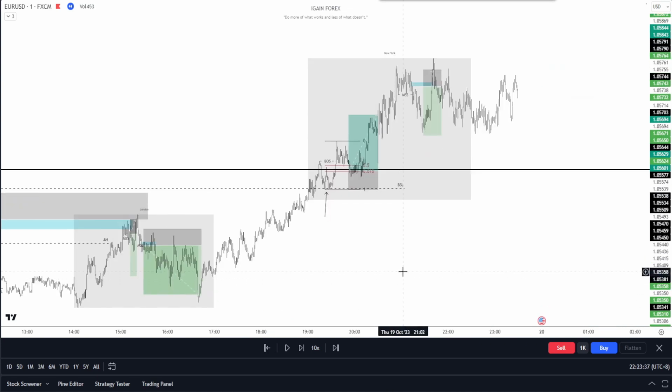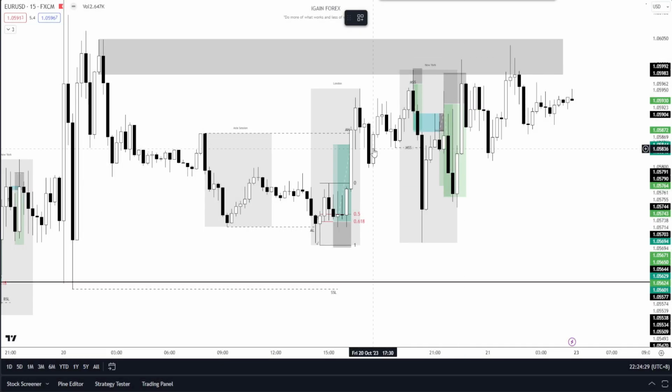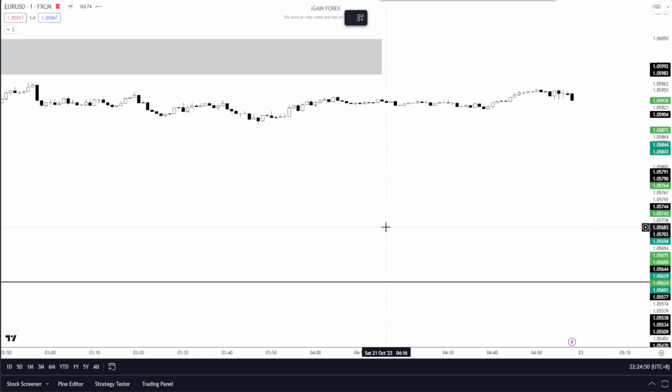So let's go to the last day of the week, Friday. Okay, so guys, this is Friday, October 20, 2023. During the London session or London kill zone, the price took this Asia low. After this Asia low has been taken, as usual, we go to the 1-minute time frame to look for a confirmation if we could buy.